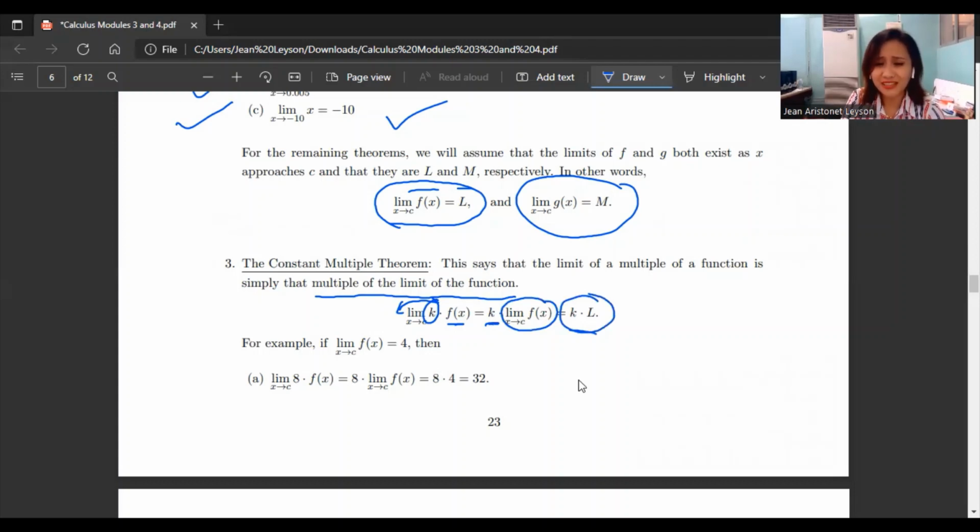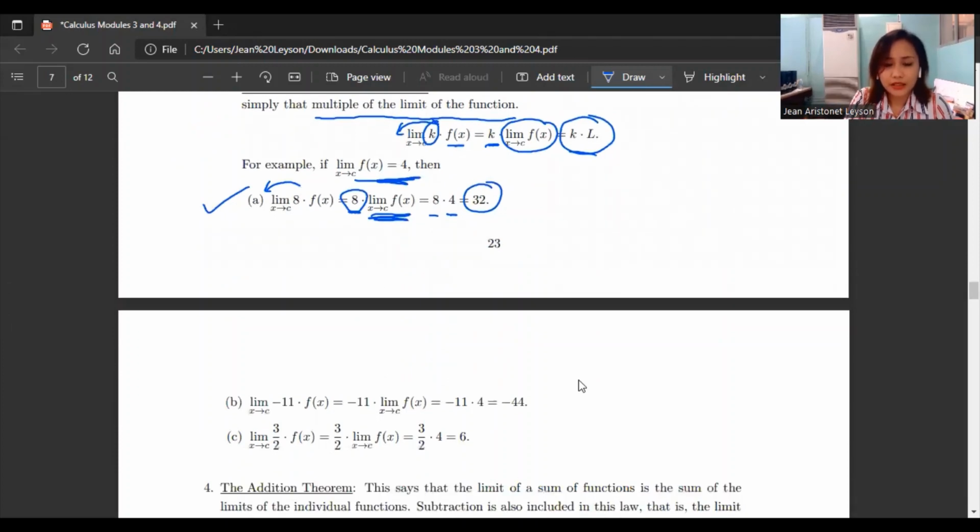So for example, given that the limit of f of x as x approaches c is 4, so we know that the limit is 4. So letter A, the limit of 8 times f of x as x approaches c, again place the constant outside or before the limit of the function here. Then evaluate or determine the limit, which is already given, which is 4. Then multiply 8 times 4, that is 32.